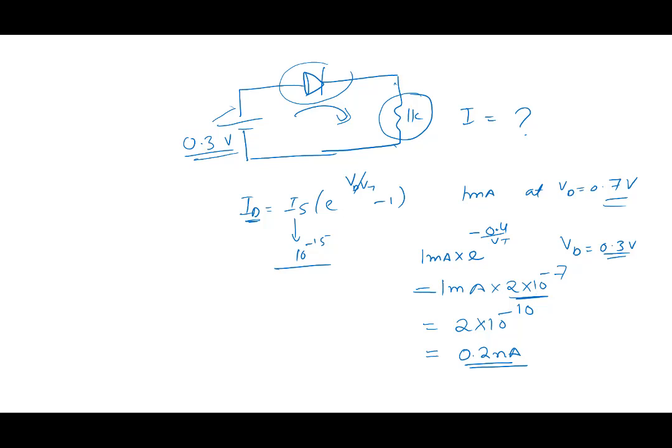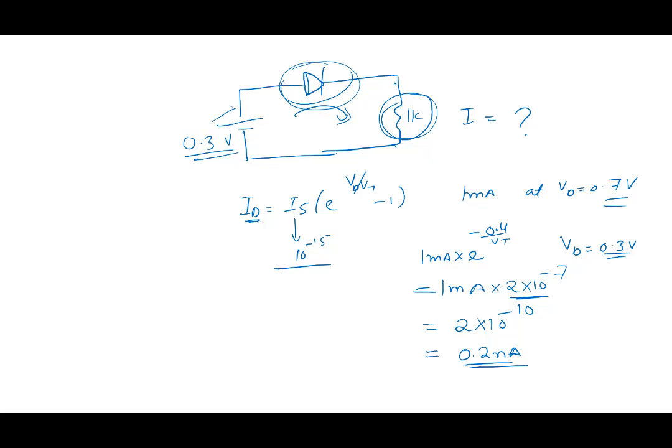And 0.2 nanoamperes, if it is there, the voltage drop will be what? 0.2 nanoamperes multiplied by 1K, which will be how much? 0.2 microvolt. So voltage drop is 0.2 microvolt. The voltage here is 0.3 volt, which means what? All the voltage will drop across the diode.